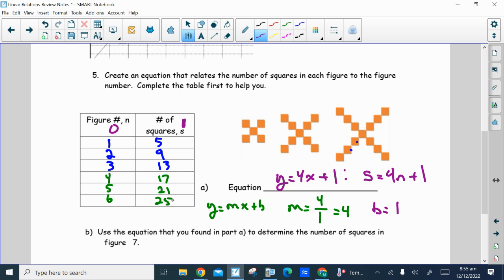And if I check this last point in the table when n is 6, in this equation here, 4 times 6 is 24, plus 1 does equal 25. So it checks. Okay? It checks.